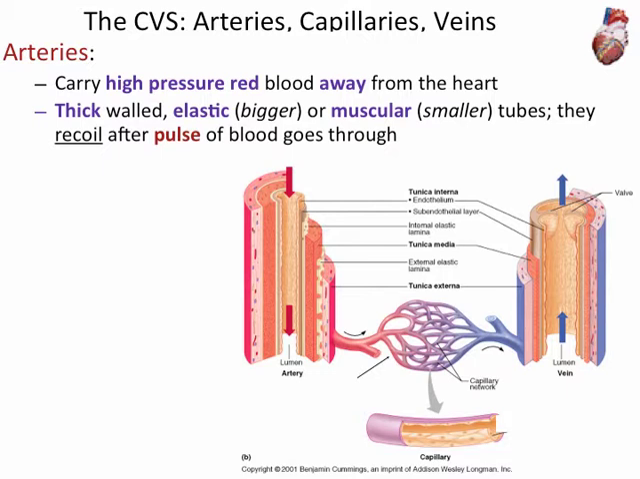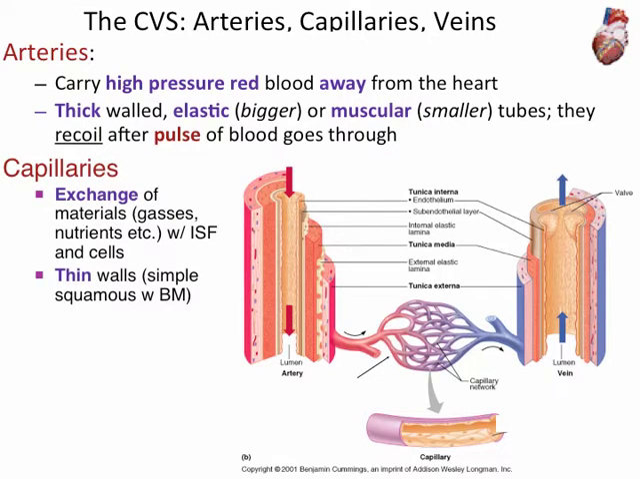That's recoil. And then we talked about how the capillaries are where you exchange materials. And then it says that the capillaries are made of thin walls with simple squamous. So histologically, the cell type within the blood vessels is simple squamous, but that simple squamous, specifically because it's in blood vessels and within the chambers of the heart, it's called endothelial cells.